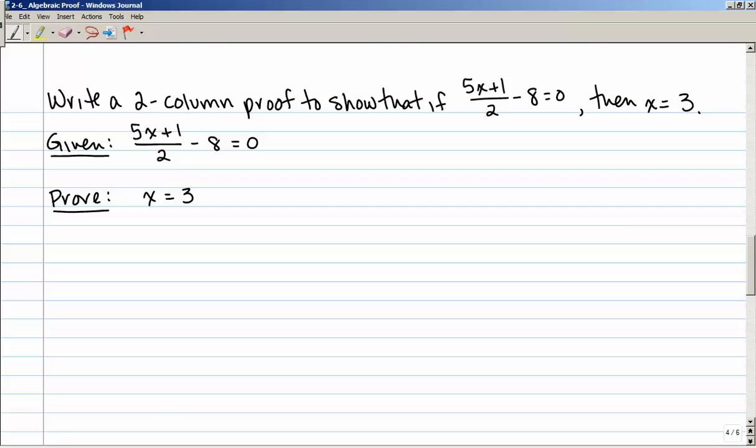To do this, we're just going to do two columns. My first column will be my statements, and my second column will be my reasons. The first statement and reason are always very easy. The first statement is always what you're given. So just copy the given, and your reason is that it's given.